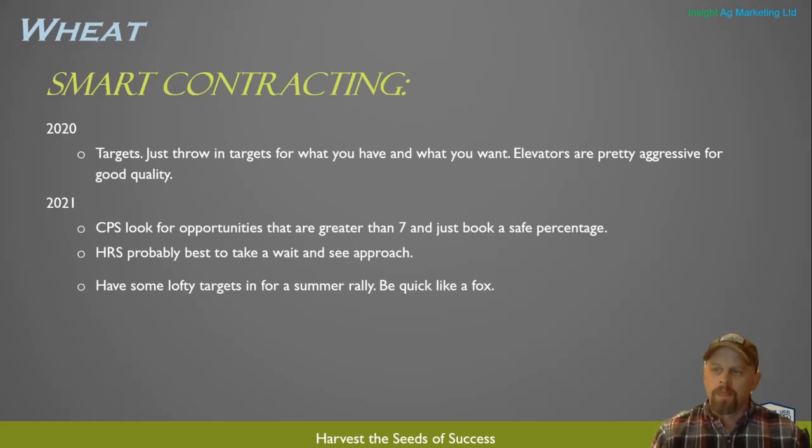And hard red is probably best to take a wait and see approach, right? And the opportunity isn't that much when you consider the potential grade risk, right? Obviously, that depends on where you are and stuff like that. But out here in Alberta, it's a bigger grade risk we have, right? So why not throw some lofty targets in? Because if we have any problems growing this thing, take a summer rally. But you've got to be quick. You've got to have those targets in place, the ones you want.